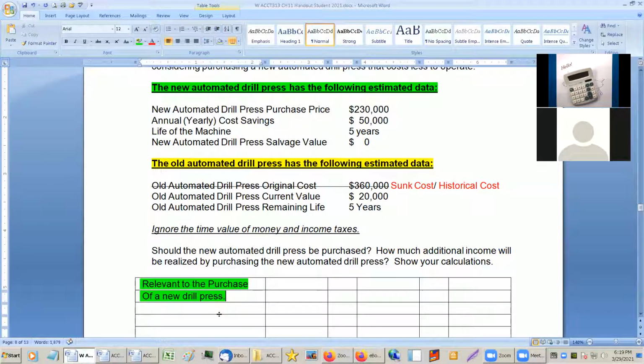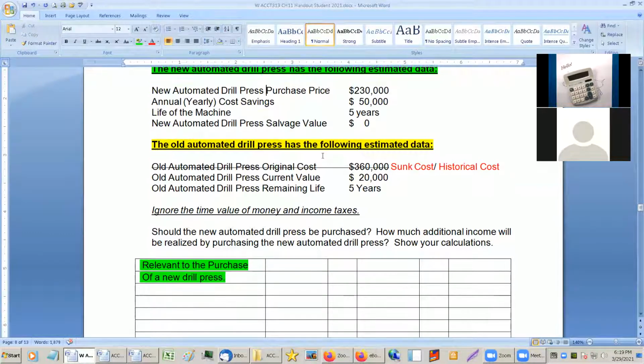So is the cost relevant to the decision, do you think? The purchase price. So we're buying this new piece of equipment. If we're going to buy it, is that relevant to the decision? Yes, because it's the current price. Exactly. And if we don't buy it, it's relevant because if we don't buy a new piece of equipment, we obviously don't have to pay for it.